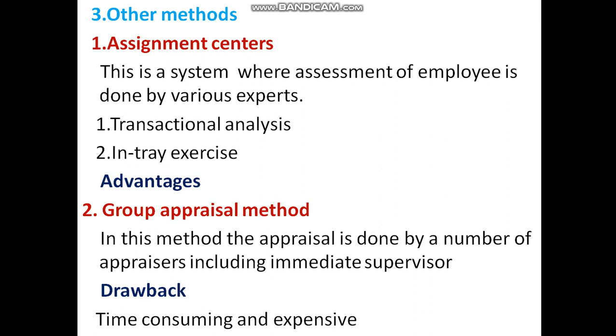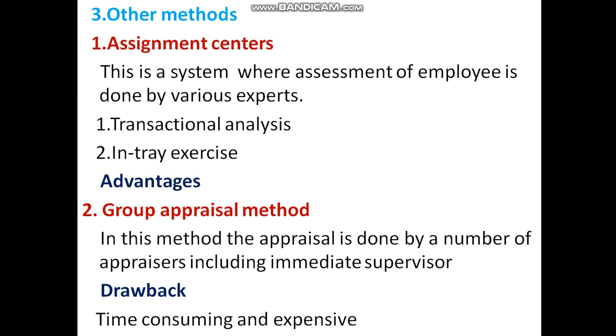The next method or technique is the other methods. In other methods, what are the methods? The first one is assessment centers. This is a system where assessment of many employees is done by various experts.